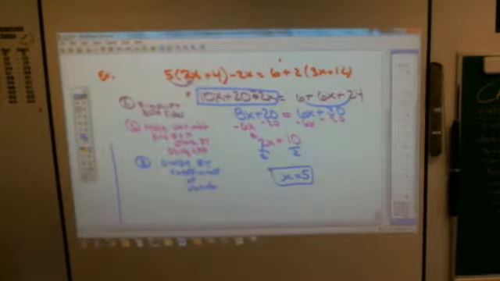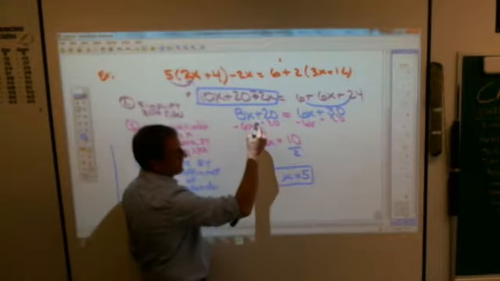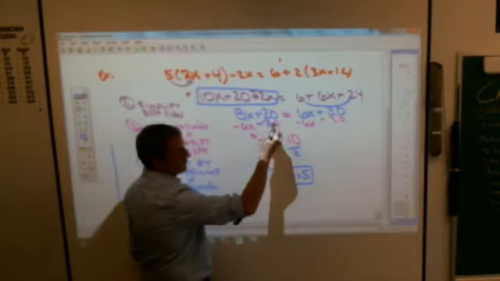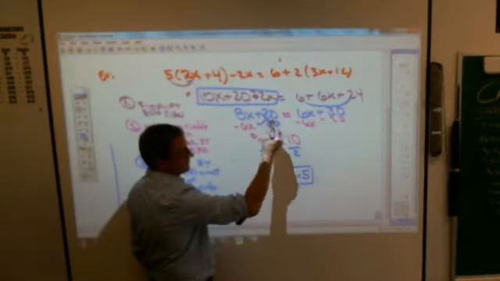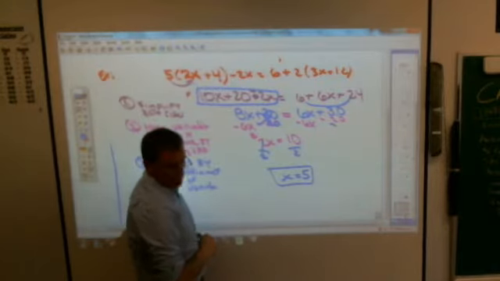Does that seem doable? Why do you subtract 20? Because to get this 20 to that side of the equation, I have to do the opposite. It was adding 20, so I subtract 20. 20 minus 20 gives me nothing on this side, and I have to do that same thing to that side. Does that help?